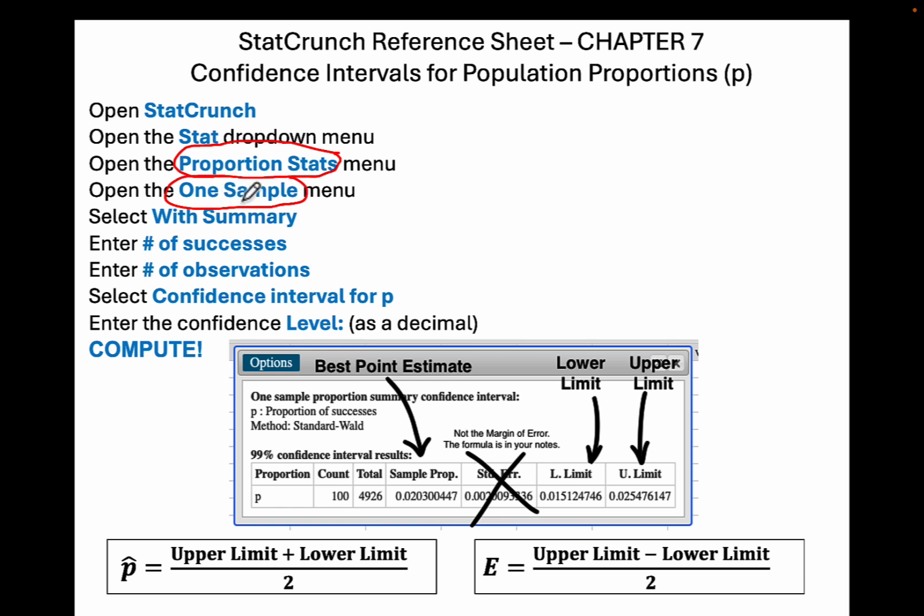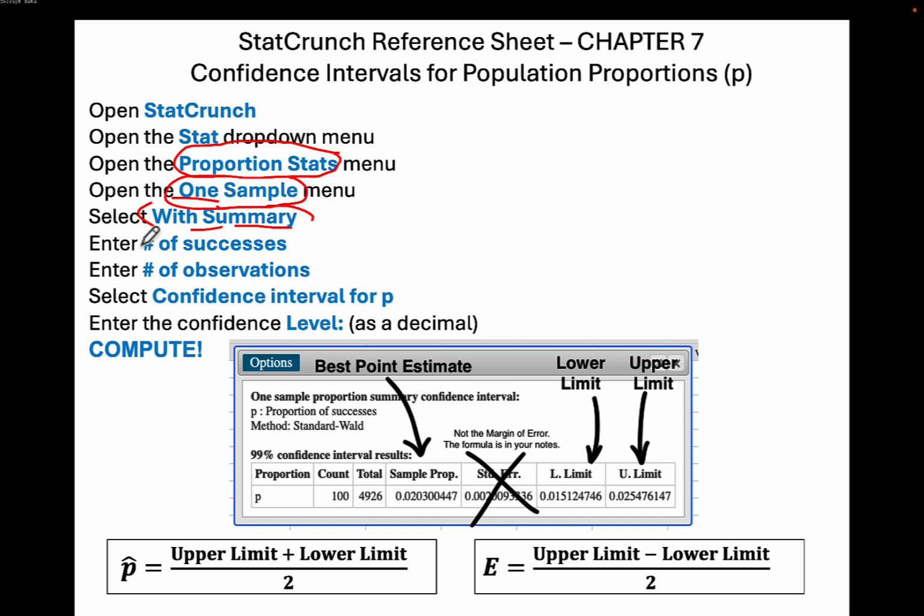That's because at this point in our learning of this science of statistics, we're only working with one population. In Chapter 9, we'll start to compare multiple populations. So we would choose something other than one sample. But for now, we're working with one sample. And we're going to run the program using a summary of stats.